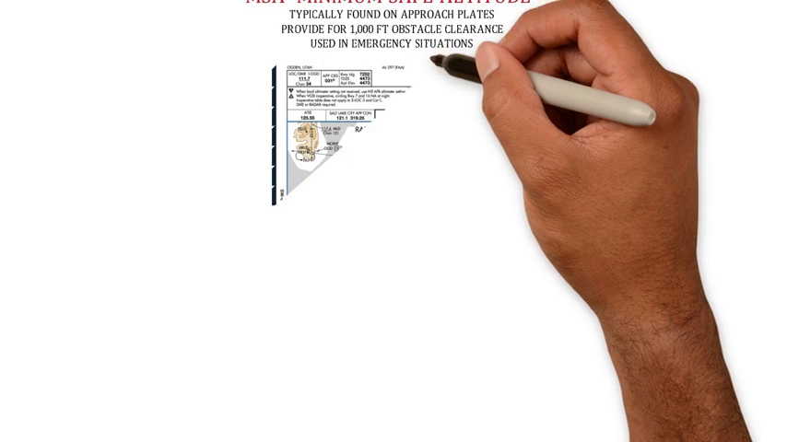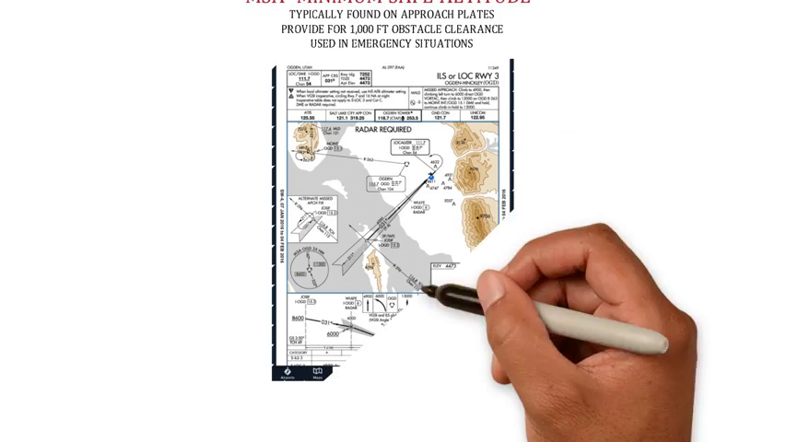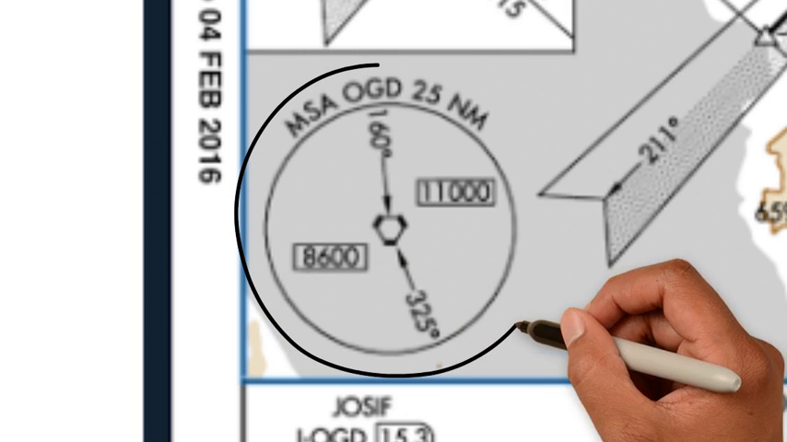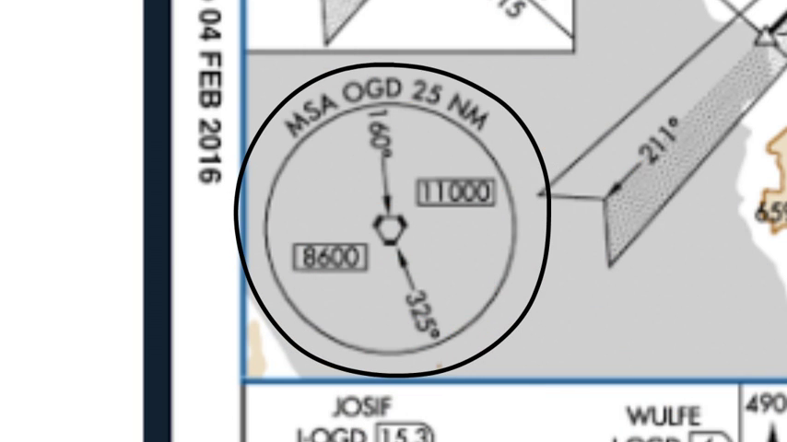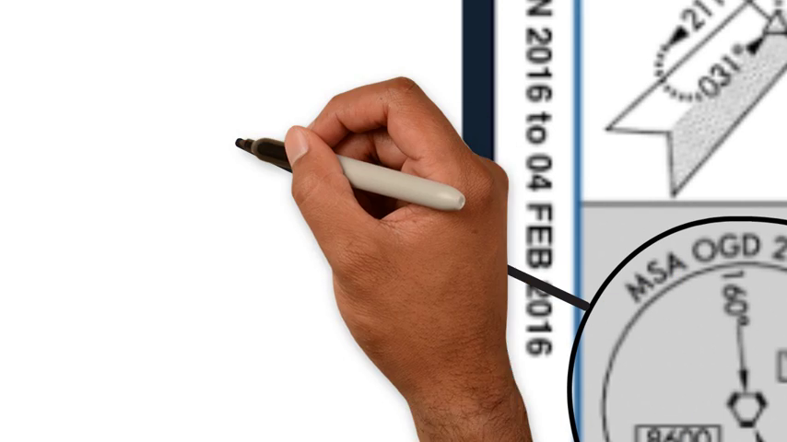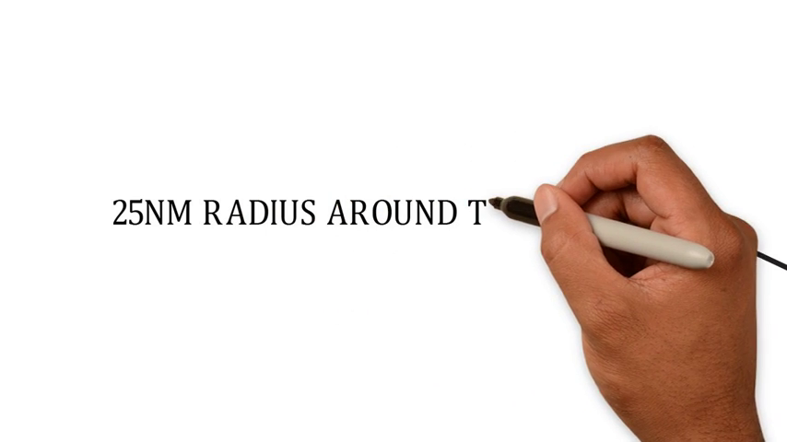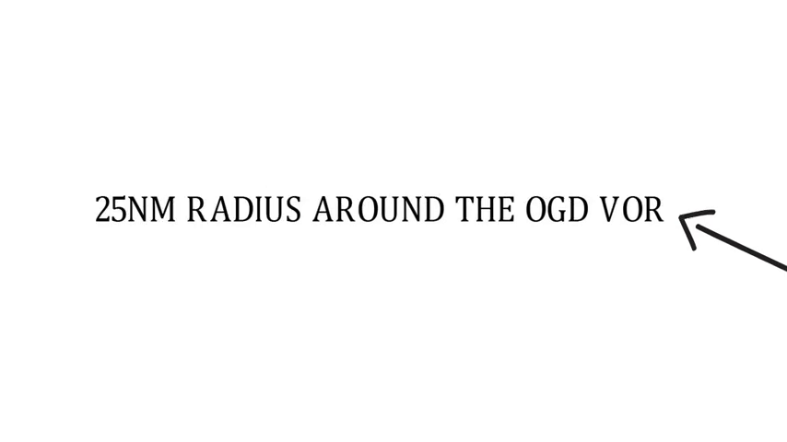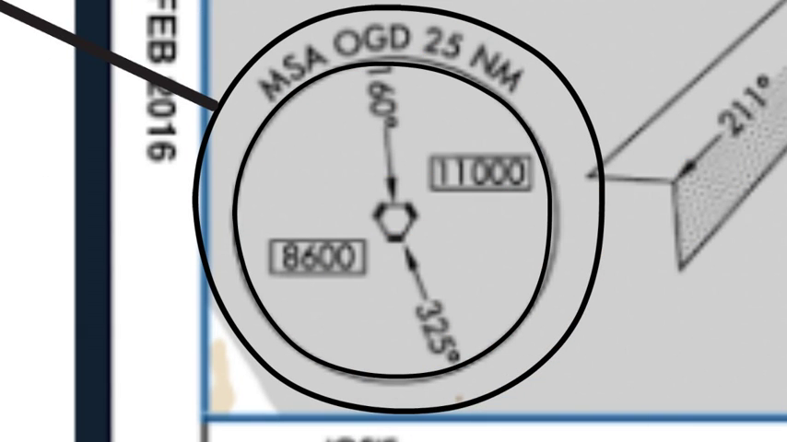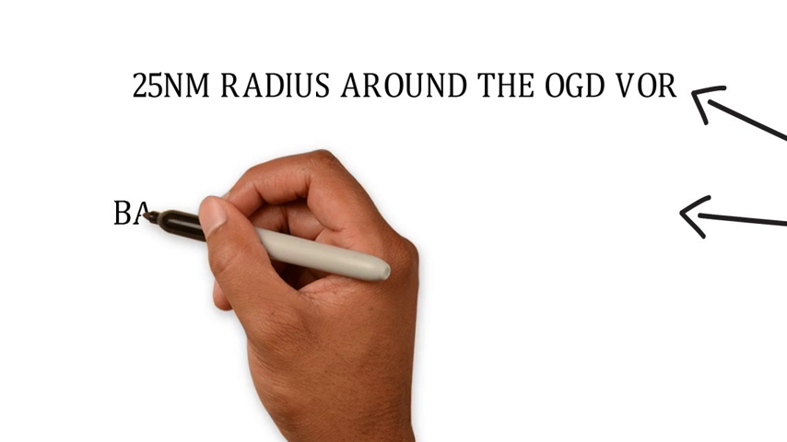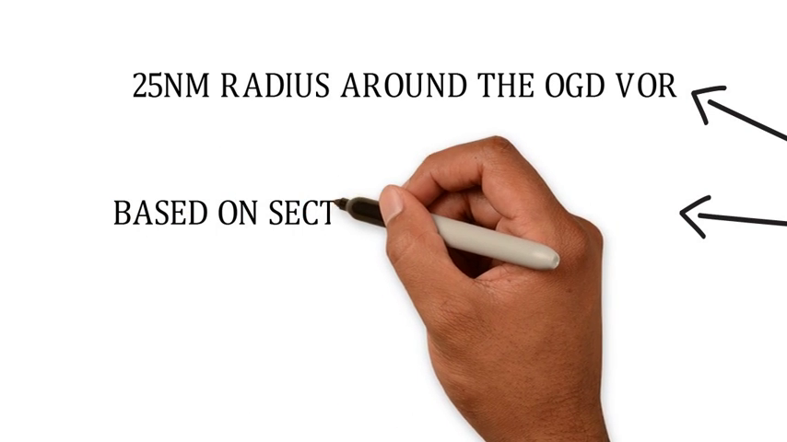So let's go ahead and draw up our map again. Now they're typically going to be in the bottom corner of approach plates. So here we can see the minimum safe altitude for the Ogden VOR. We can see it's 25 nautical miles. So this gives us a 25 nautical mile radius around the Ogden VOR at which we will have 1,000 feet of obstacle clearance. But it's also based on these segments here. So depending on which side of the VOR we're flying on, it will tell us what altitude we need to be at to avoid all obstacles.